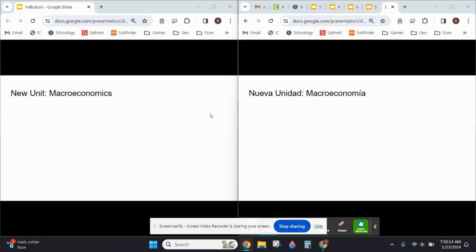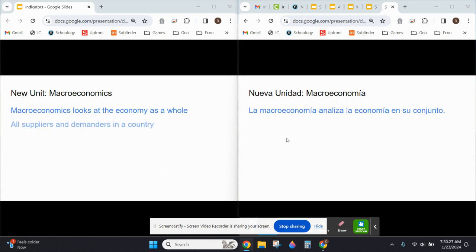Macroeconomics is going to zoom out. It's going to look at the entire economy at once. So, all those different industries, all those products, all those jobs, everything all at once. We call that macroeconomics. So, we'll be looking at all suppliers, all demanders in the country all the time. How are they doing in general?